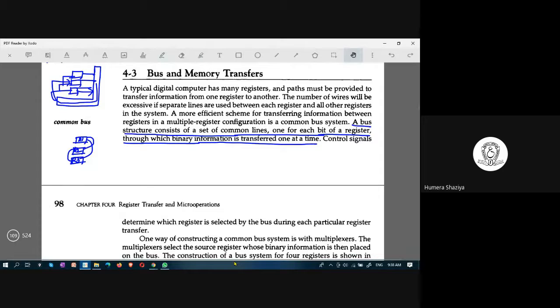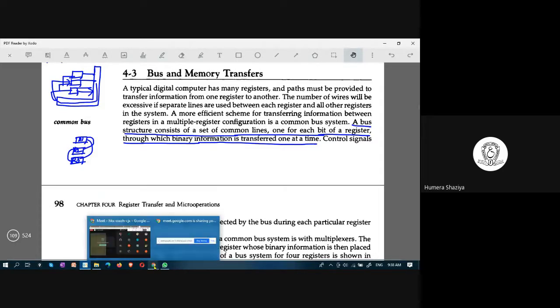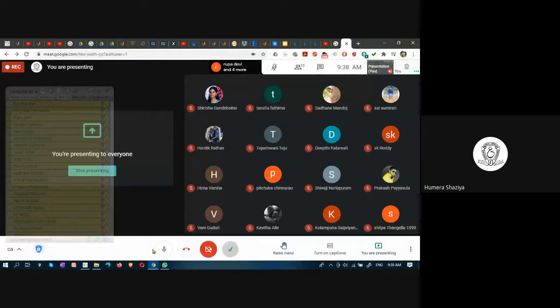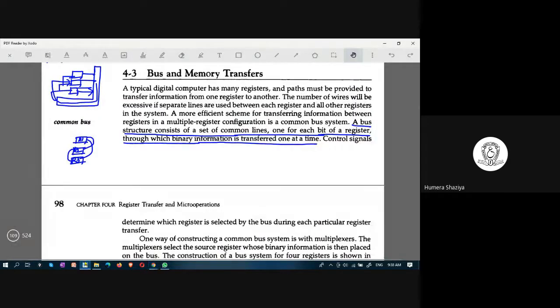Likewise, every two registers must have a separate line, which is not efficient because it takes more space on the circuit board. This is our circuit board. Okay, it takes more space. It would become bigger in size. It is by no means an efficient mechanism to have separate lines. And the alternative mechanism is to have a common line, which is a bus.